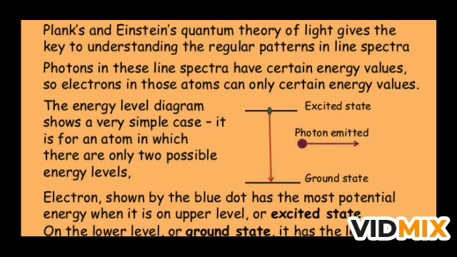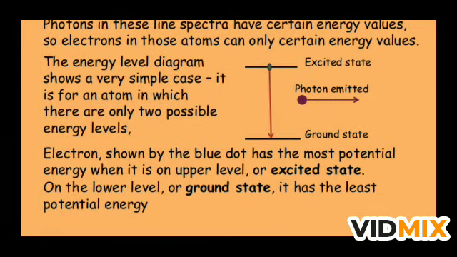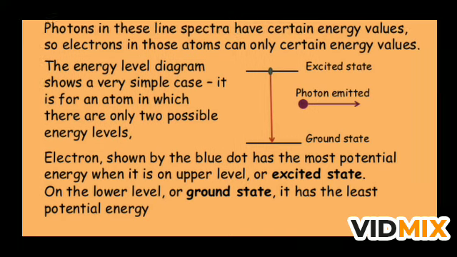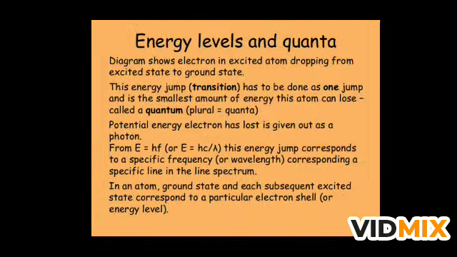So the energy level diagram shows a very simple case. It is for an atom in which there are only two possible energy levels. The electron, shown by the blue dot, has the most potential energy when it is on the upper level, or we can say the excited state. On the lower level, or ground state, it has the least potential energy. So what are the energies at the highest and lowest level? We will see in this video.